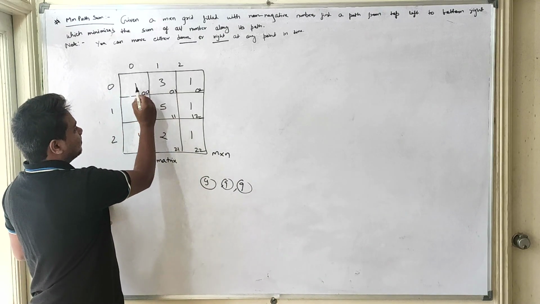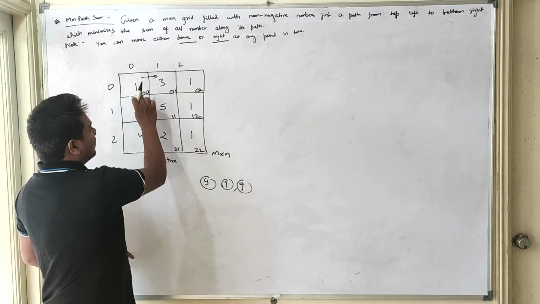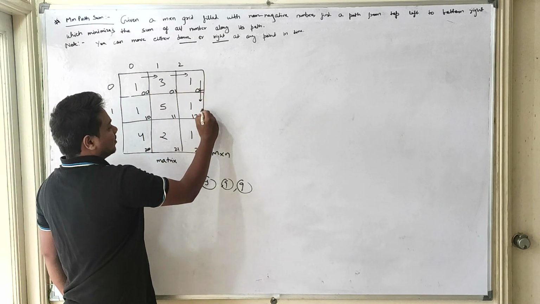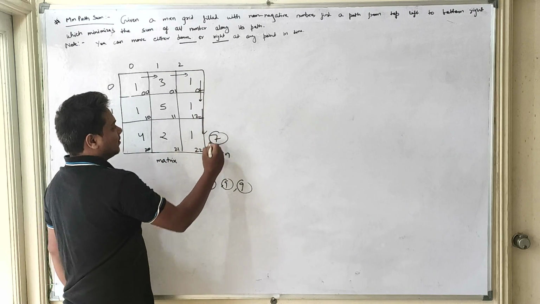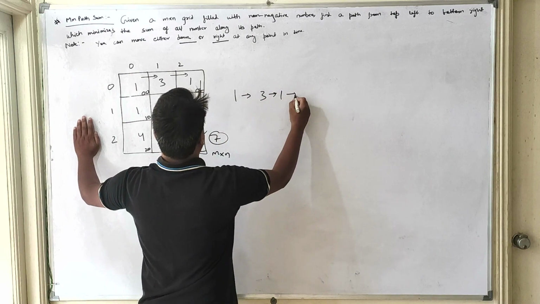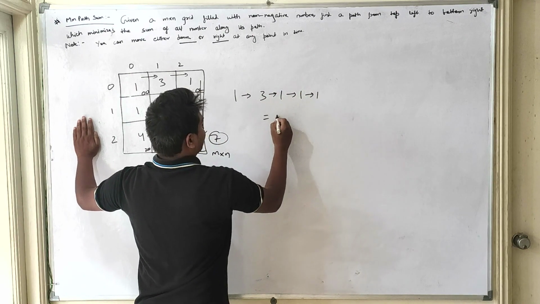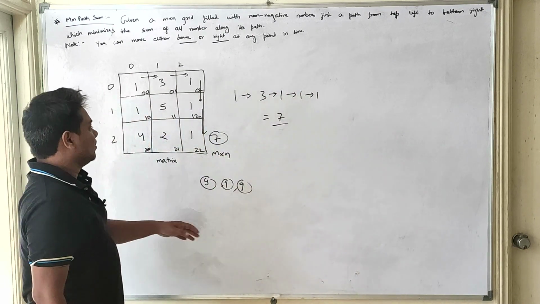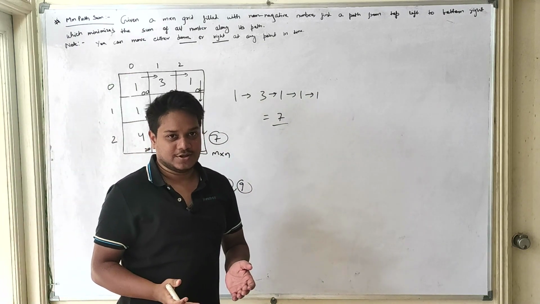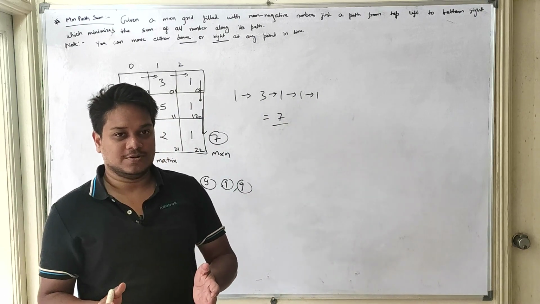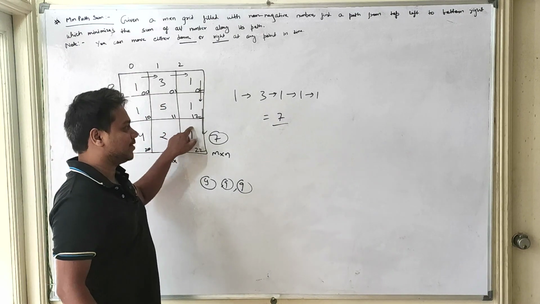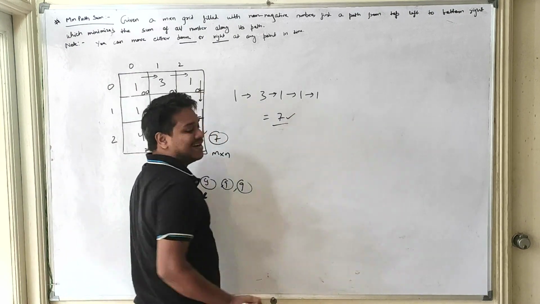Or we can choose this path, 1 plus 3 is 4, 4 plus 1 is 5, 5 plus 1 is 6, 6 plus 1 is 7. So if we go via this path, 1 3 1 1 and 1, the sum that we are getting is 7. For all the other paths we are getting a sum more than 7. So we want the minimum sum starting from the starting cell of the matrix to the end of the matrix. So 7 would be our answer in that case.